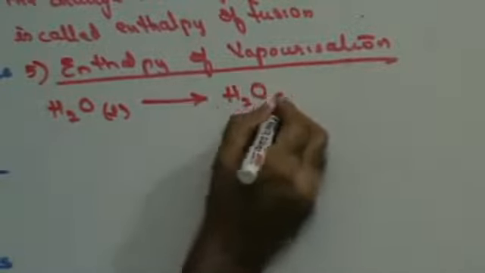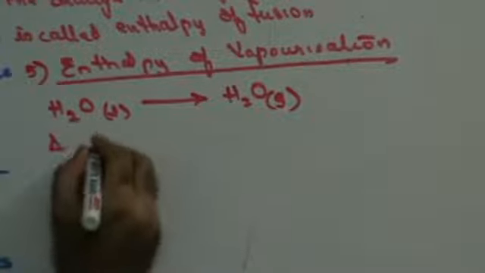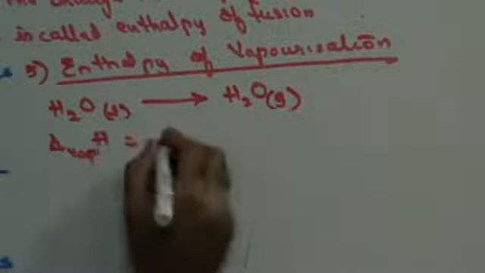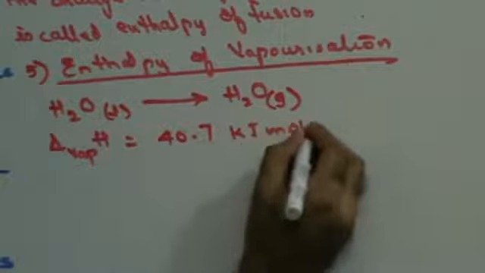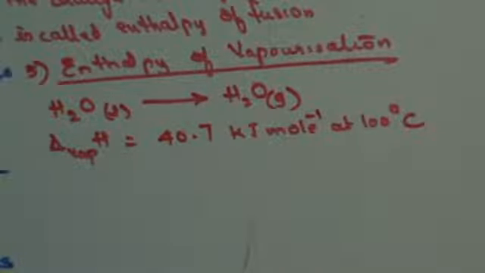So suppose I could give you the equation this way: water gets converted into steam, right? Then the amount of heat energy would be my enthalpy change of vaporization, say 40.7 kilojoules per mole at 100 degrees Celsius. That is the amount of heat that has to be given to 1 mole of water to get 1 mole of gas at that constant temperature of 100 degrees Celsius.